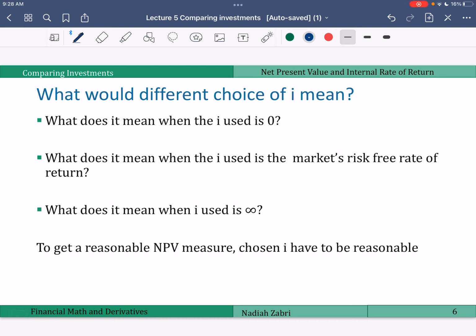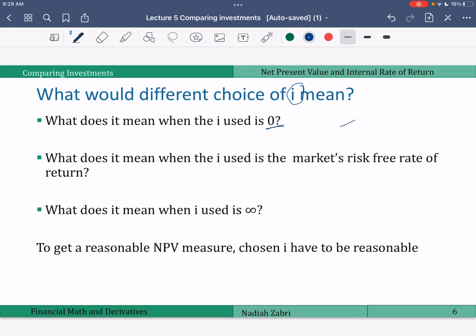Okay, this one is just to understand the meaning of the different choices of the interest rate that we use to calculate the net present value. What if the I is 0? This is an extreme case. This means that we are not even allowing for the time value of money. So if we fork out 1,000, as long as we get back our 1,000, it doesn't matter if we get back that 1,000 in 100 years' time or 1,000 years' time. As long as we get it back, then we are saying this project is viable. So this is not very realistic.